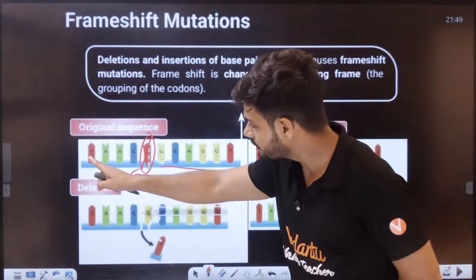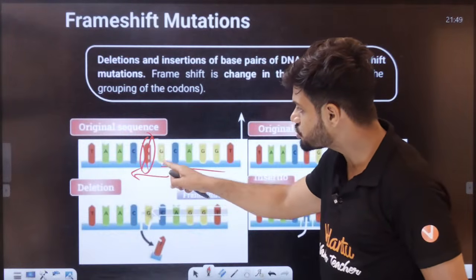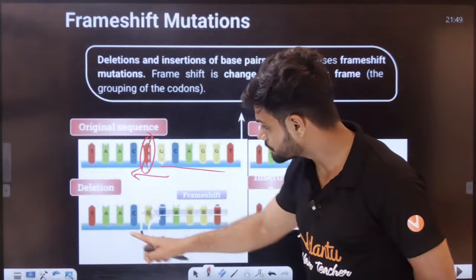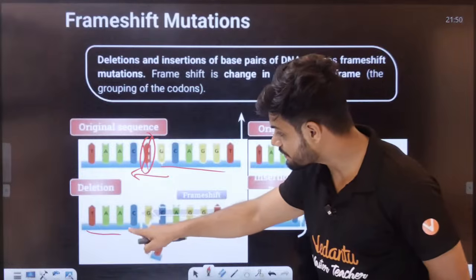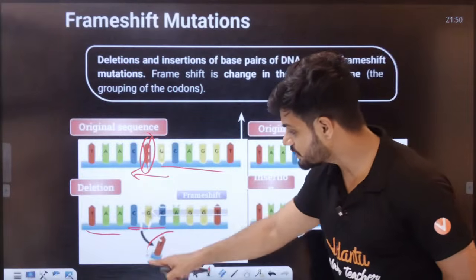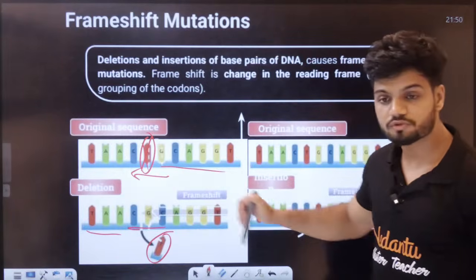Here we had TAA, CTG. Now it is read by TA, this is constant, we have CGC. One thymine has been removed, so the entire frame shifted.